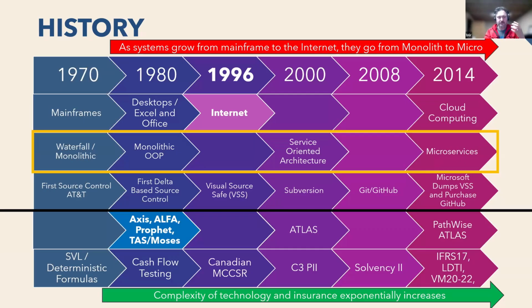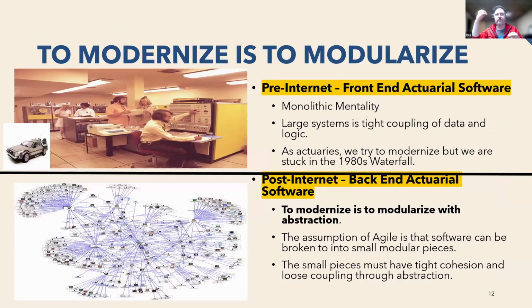But the problem is that the front of our actuarial software is built based on pre-internet type of thinking. All of our modeling software is built with a monolithic idea, and monolithic leads to waterfall project management. Post-internet is to build things in small pieces and then have them work together. So the first thing to modernize is to modularize with abstraction, because that's what's required to do agile programming.